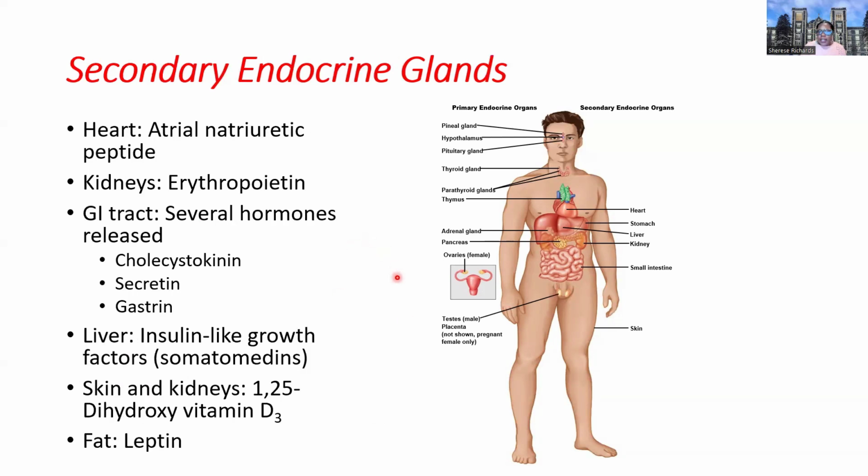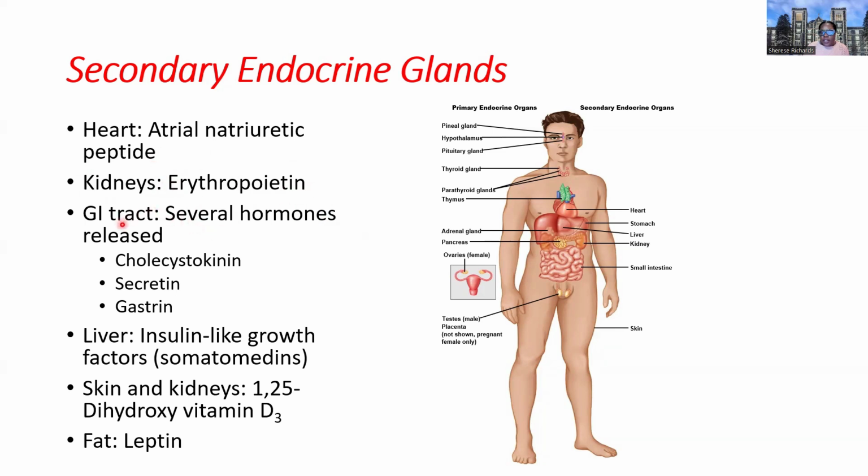Let's look at some of the secondary endocrine glands. Again, these have a major role that is not associated with the endocrine system, but they do secondarily release a hormone. The heart is going to release atrial natriuretic peptide, or ANP. That's going to have some function on sodium balance and plasma balance. The kidneys' main job, we know, is several, but one of their roles is to secrete erythropoietin, which stimulates new blood cell production, new erythrocyte production.